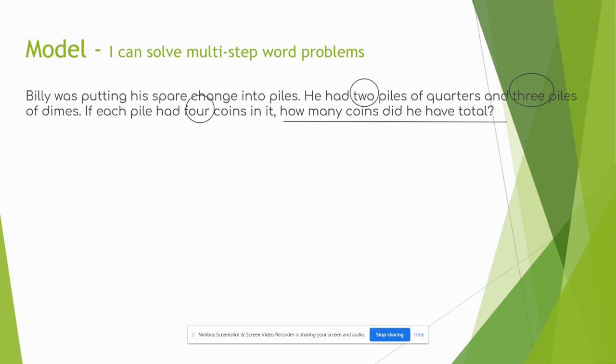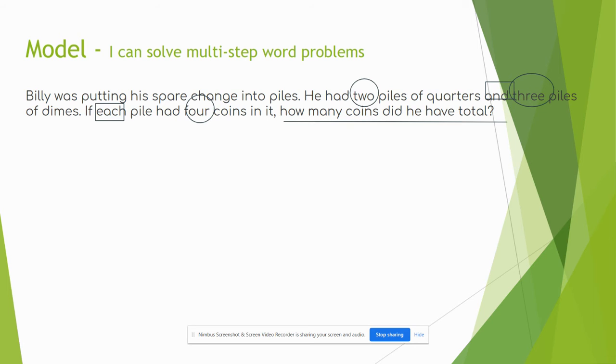And then I'm going to underline my question. How many coins did he have total? Notice it says how many coins and not how much money. Those are 2 different things, because I know that he has quarters, he has dimes, and those all have different amounts. But it's asking how many coins does he have. Okay, and then it says "and," which I know usually tells me that's addition, and "each" usually tells me that's multiplication. I'm going to go one step at a time.